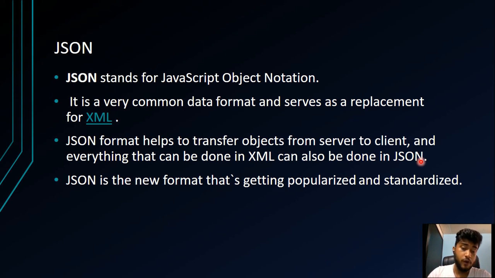JSON is a new format that's getting popular and standardized. JSON is new compared to XML, and JSON can do everything XML can do, but it can do many more things as well. JSON, as the name suggests, is JavaScript object. JSON is basically used with REST to communicate, and it's much better than XML.